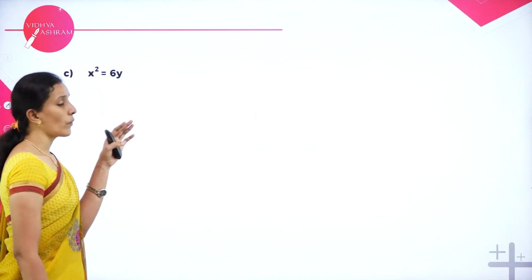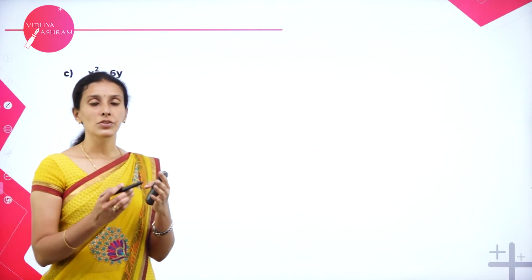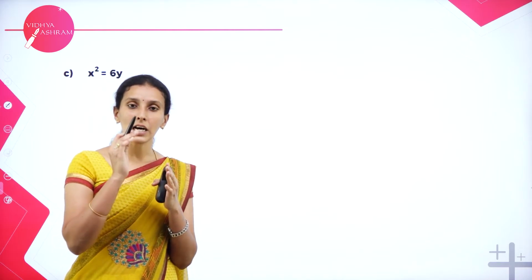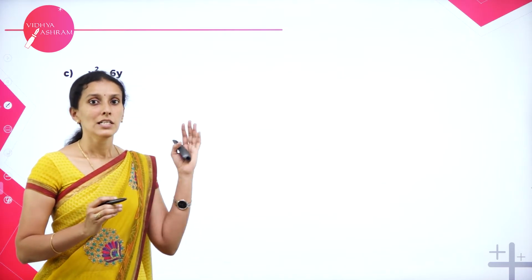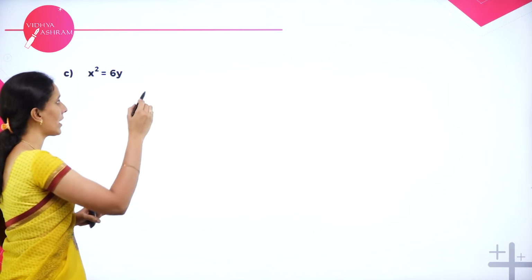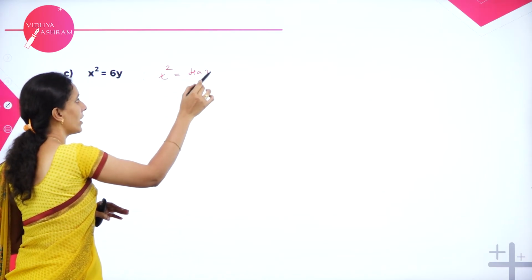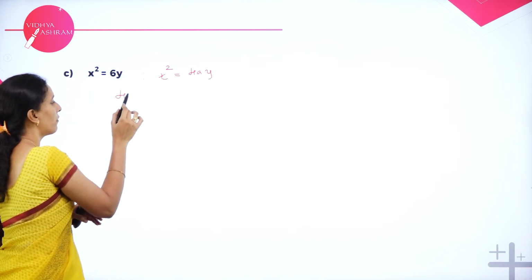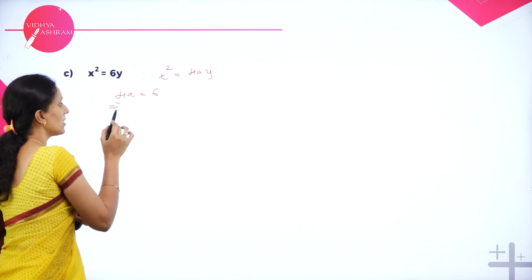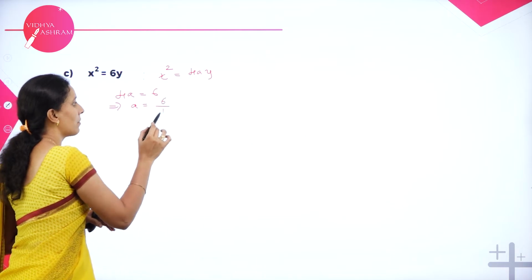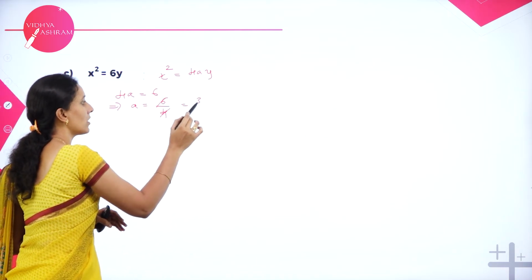Next one. x square is equal to 6y. Again, x square means the curve is either upward or downward. Since it is positive, clearly we can write it's an upward parabola. x square is equal to 4ay. Let us compare. We have 4a is equal to 6. So this implies a is equal to 6 by 4. So when you cancel, it is 3 by 2.